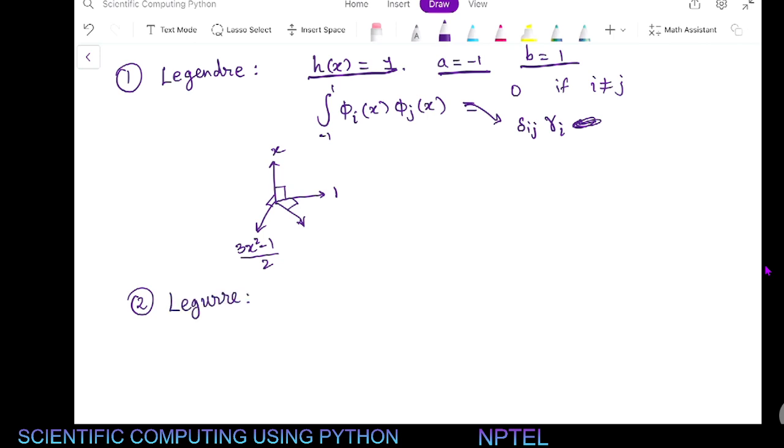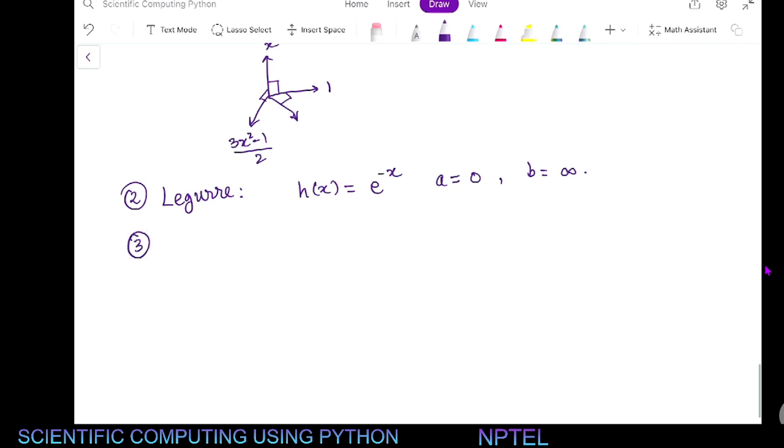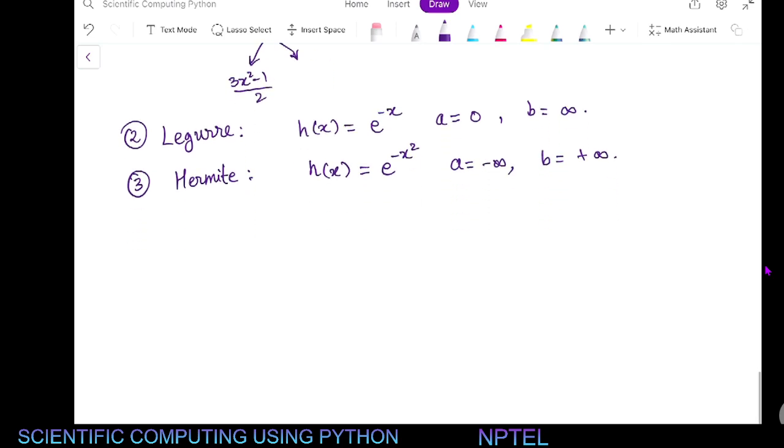Laguerre. In that case, h of x is e to the power minus x, a is 0, and b is infinity, right? And the third one was Hermite. h of x is e to the power minus x square, a is minus infinity, and b is plus infinity. Okay, so why bother doing all of this? Because we want to evaluate integrals of the form h of x f of x dx, from a to b.